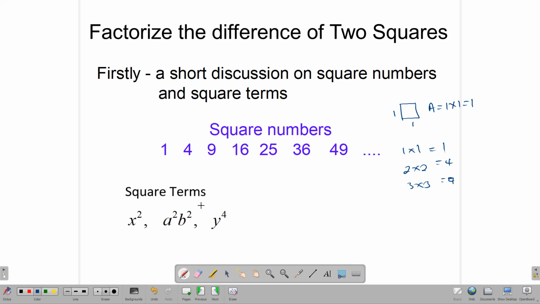And when we talk about square terms, we simply mean terms that have an even power, a power that is an even number. So here we have 2 or 4 or 6 or 8 or 10. As long as it's an even number, we consider it a square term.